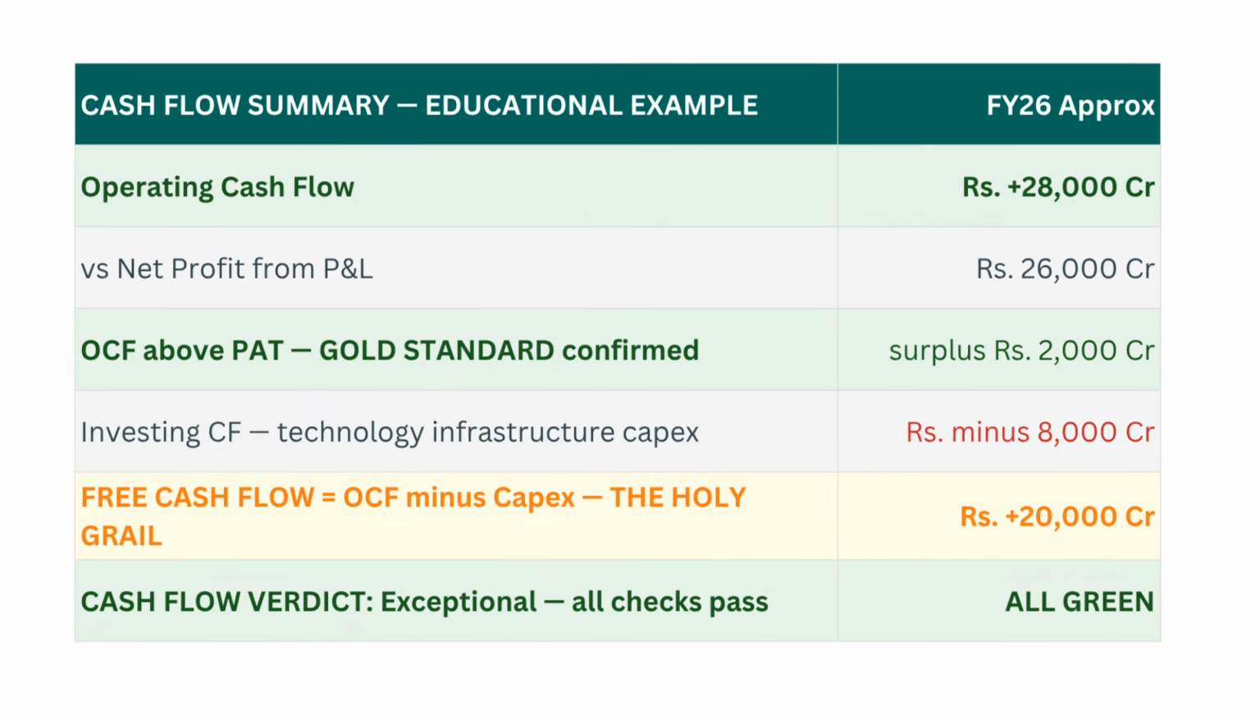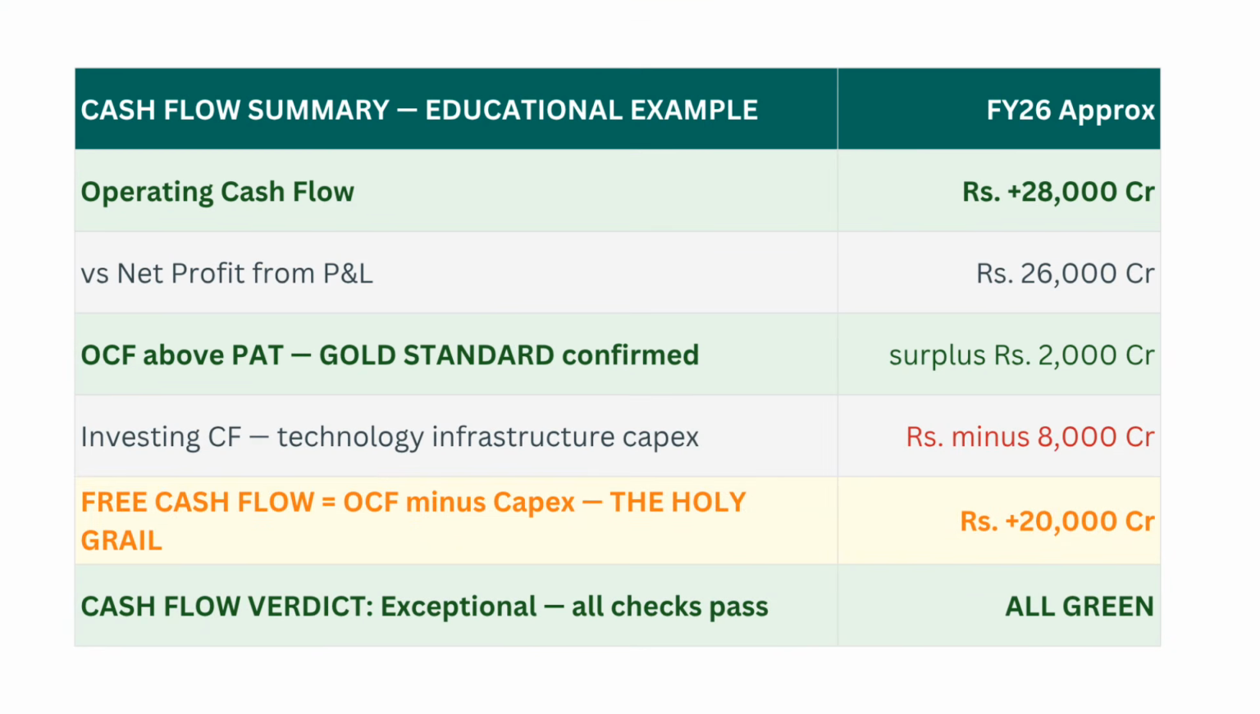The cash flow summary, educational example only. Operating cash flow, financial year 2026, approximately 28,000 crores, versus net profit from the profit and loss account, financial year 26, approximately 26,000 crores. OCF above PAT, gold standard confirmed, financial year 2026 approximately a surplus of 2,000 crores.